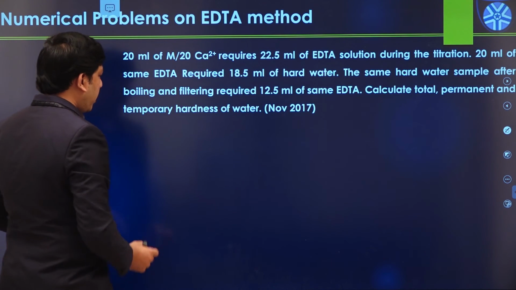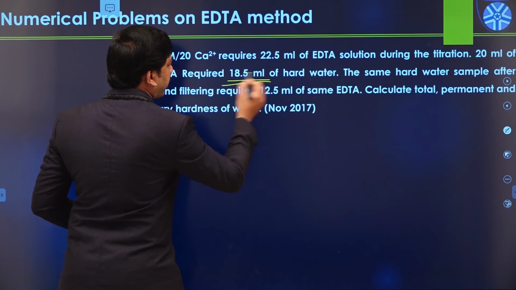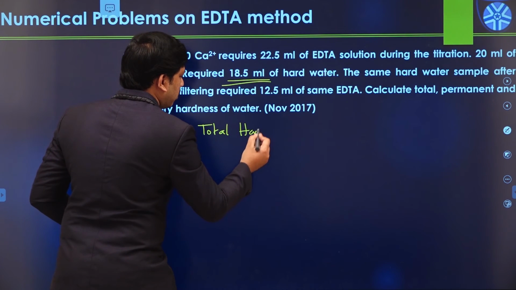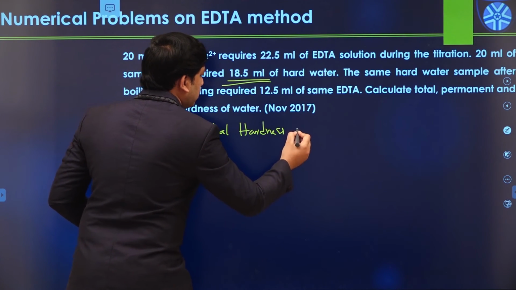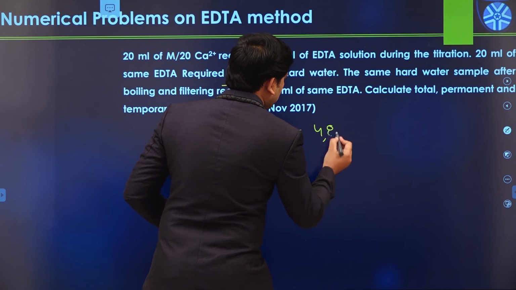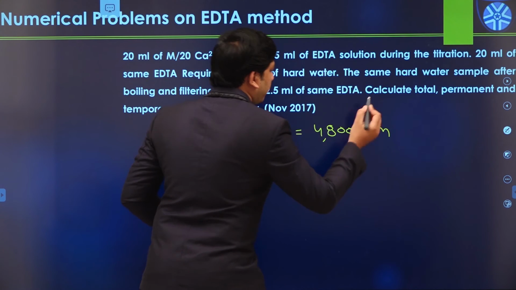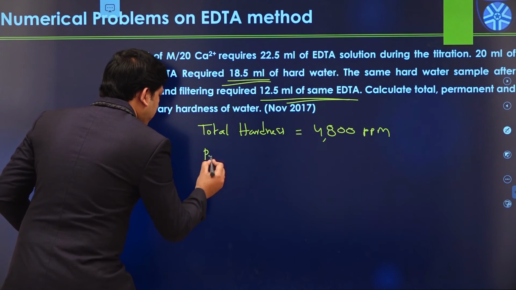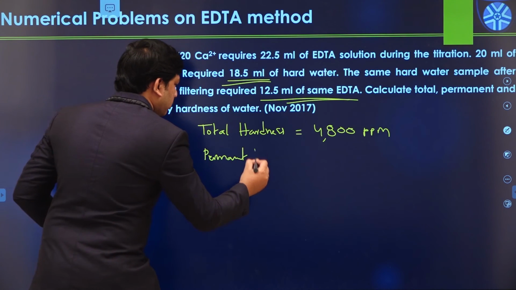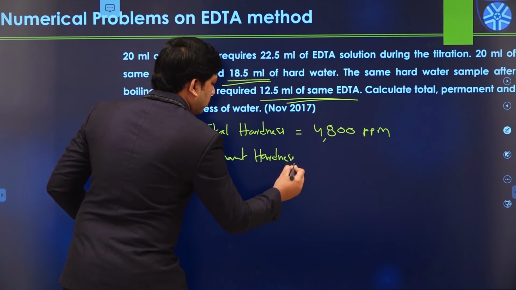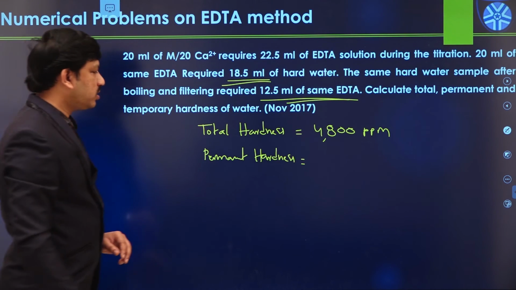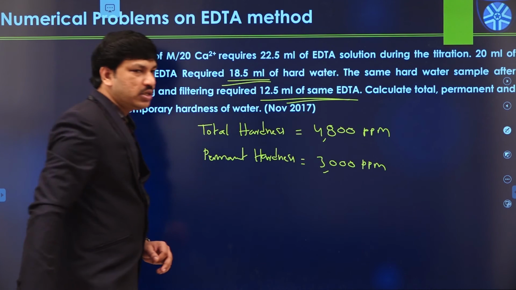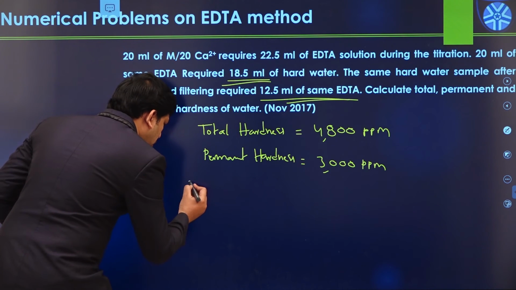After doing all the calculations from the second titration, total hardness is equal to how much we have? 4800 ppm from the second titration. And from the third titration we have the permanent hardness. That value is 3000 ppm like this. Then what is the meaning of total hardness?